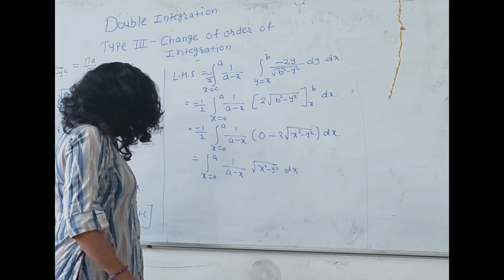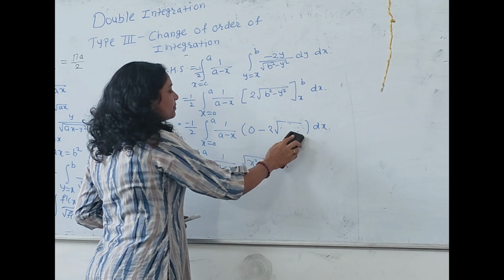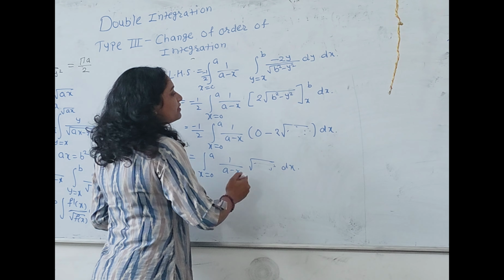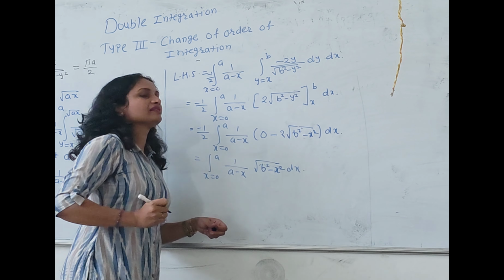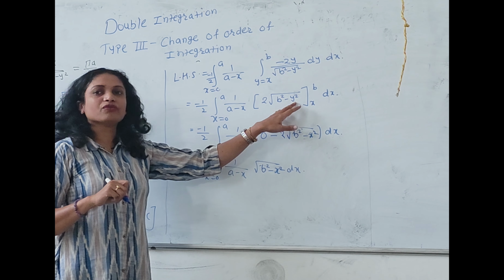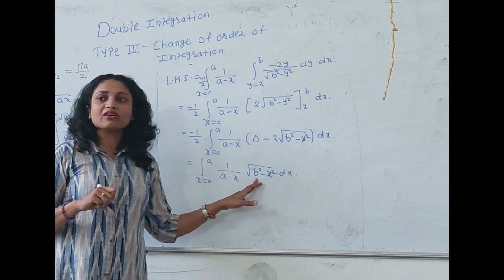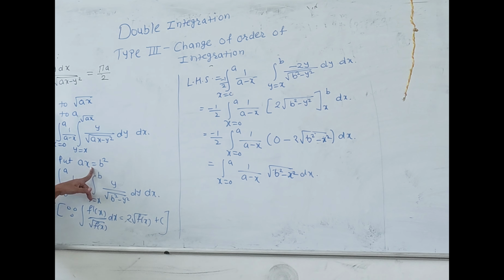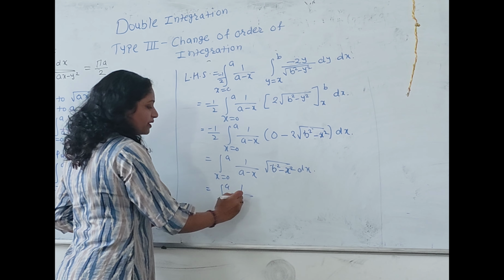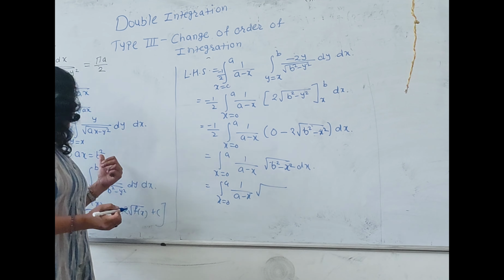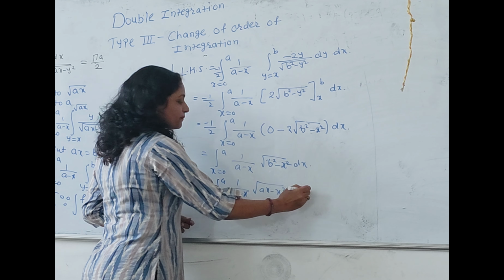Sorry, on the place of y we are putting the substitution, so this will be b square minus x square, and here also b square minus x square. What is the original value of b square? It is ax. Let's put it back. So it will be x equals 0 to a, 1 upon a minus x, root of ax minus x square dx.